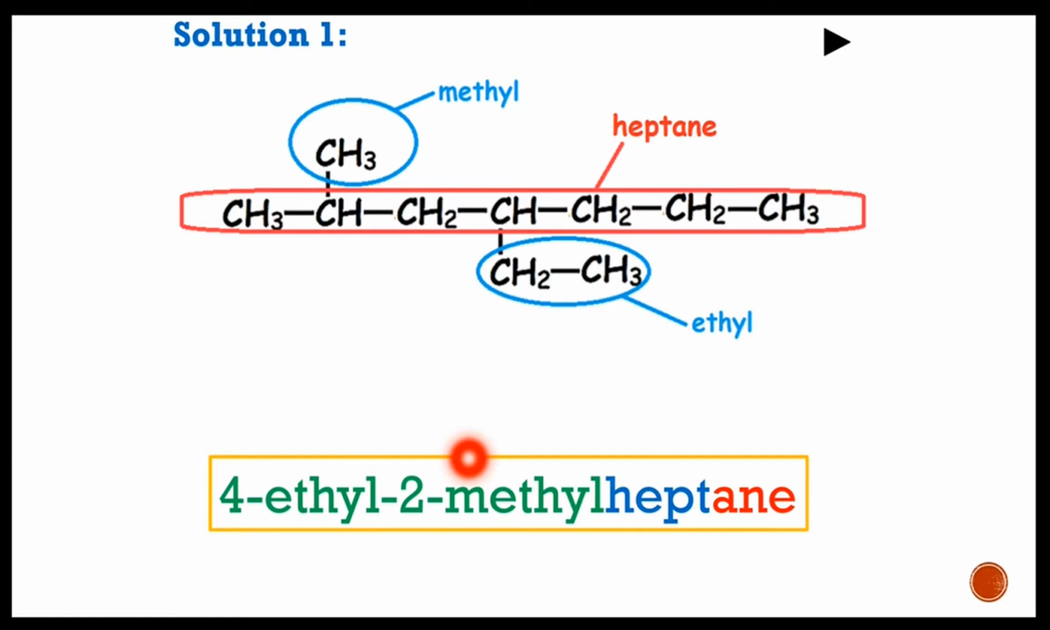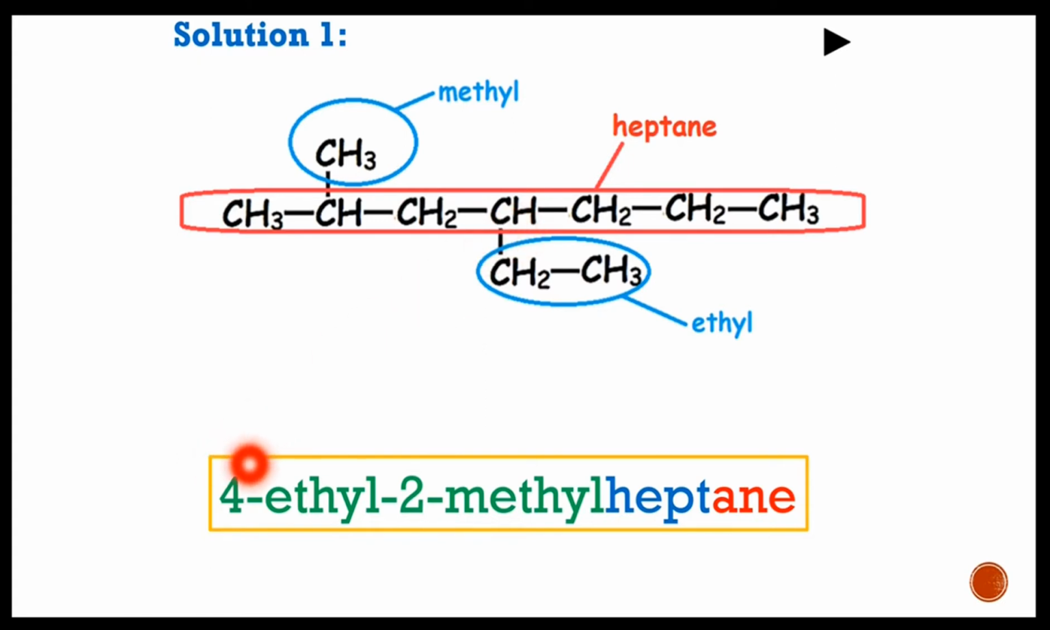And then something that is very important is their locations. For each of your substituents, you have to show their locations. So you count your parent chain. Here we are counting from our far left, 1, 2, 3, 4, 5, 6, 7. When we give these carbon atom numbers, our methyl is found on the second, this one, and then our ethyl is found on the 4th carbon in the parent chain, so 4.